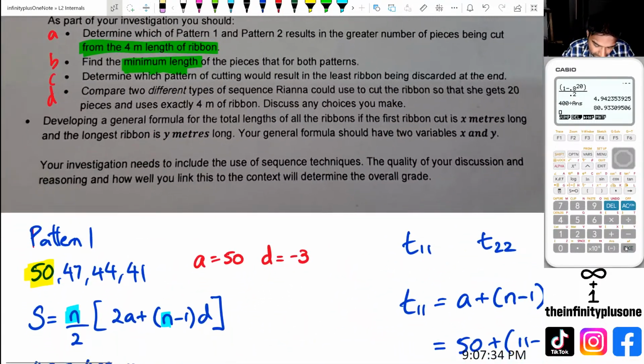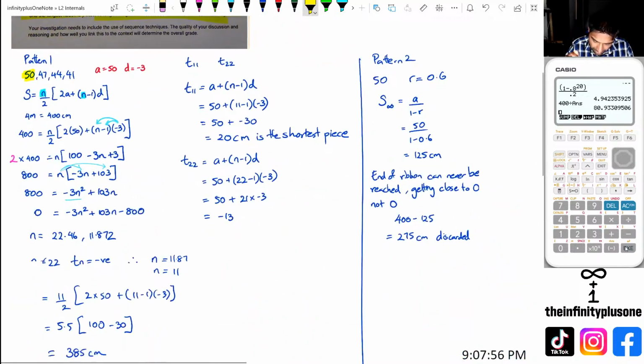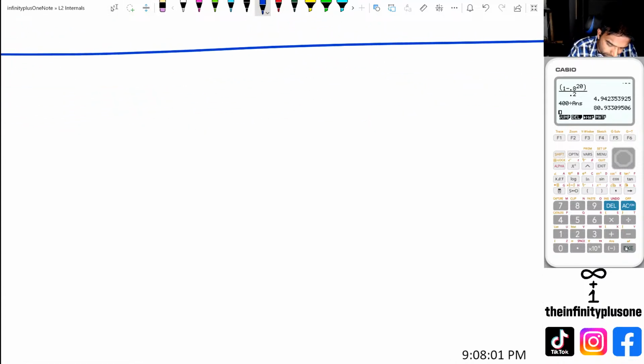Now, finally, what we have is this part here. Basically, they want a general formula for the total length of all ribbons if the first ribbon cut is X meters and the longest ribbon is Y meters. So the first ribbon is X, and the longest ribbon is Y. Now, let me just grab this.